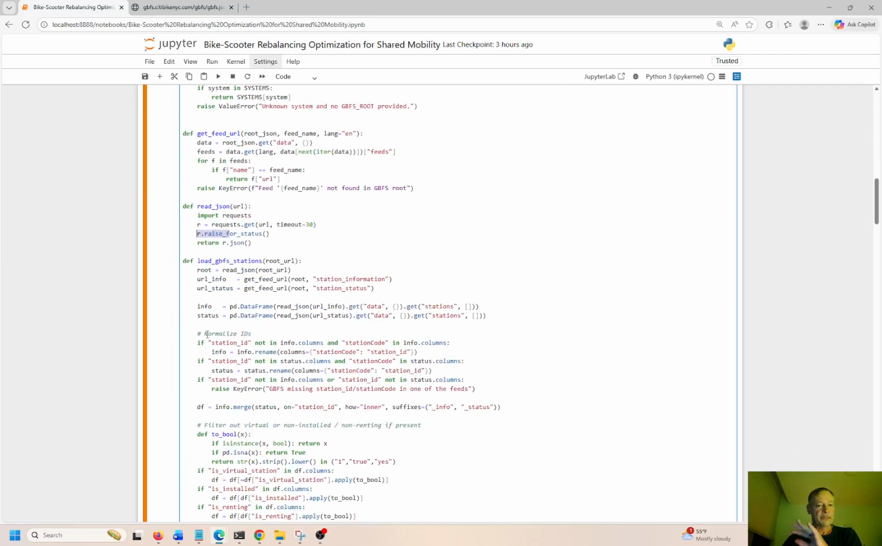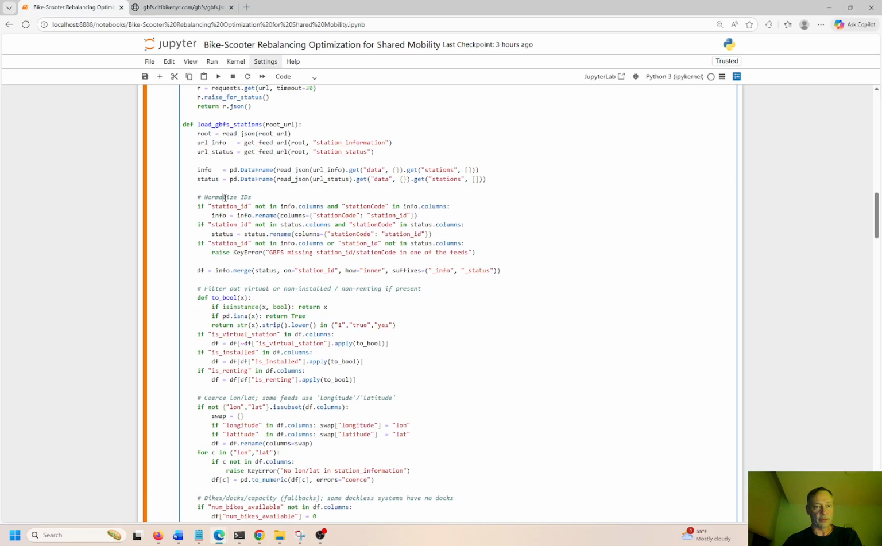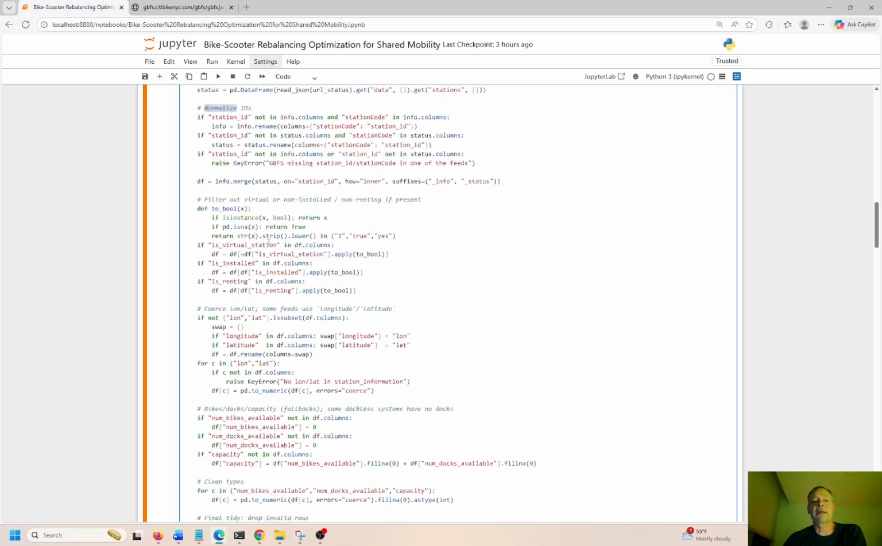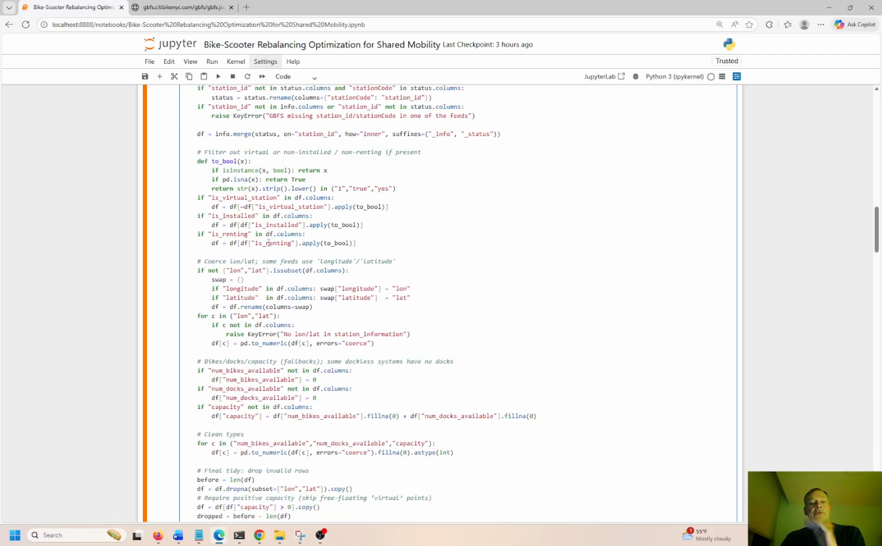So I have a couple different functions down here that normalize all the data. We're taking something intended for machines to consume and normalizing it so a normal person can look at this and say, oh, I think I know what this means, right? So that's the point of that. So we go ahead and parse some of the data. We're getting longitude, latitude coordinates.